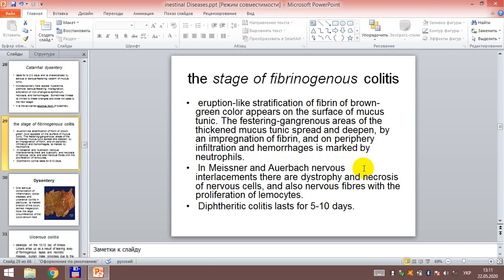Second stage, stage of fibrinogenous colitis. Eruption-like stratification of fibrin of brown-green color appears on the surface of the mucous tunic. The festering gangrenous areas of the thickened mucous tunic spread and deepen by an impregnation of fibrin, and on the periphery infiltration and hemorrhages are marked by neutrophils. In Meissner's and Auerbach's nervous plexuses, there are dystrophy and necrosis of nervous cells, and also nervous fibers with the proliferation of lymphocytes. Diphtheritic colitis lasts from 5-10 days.